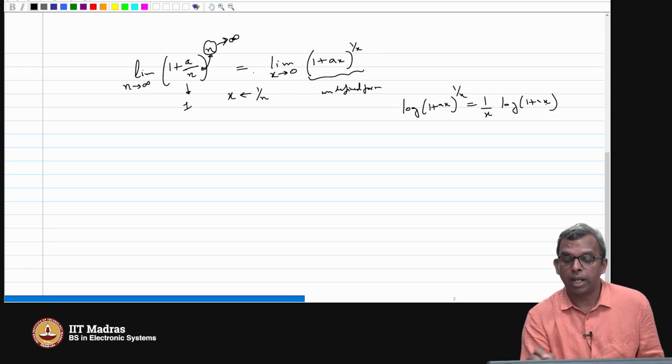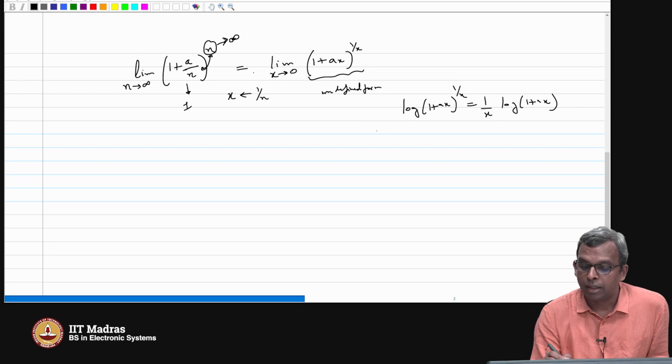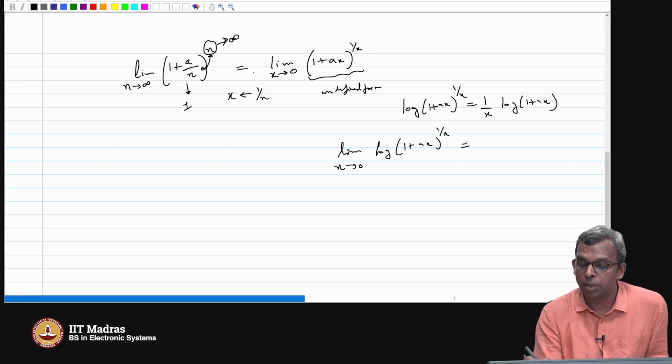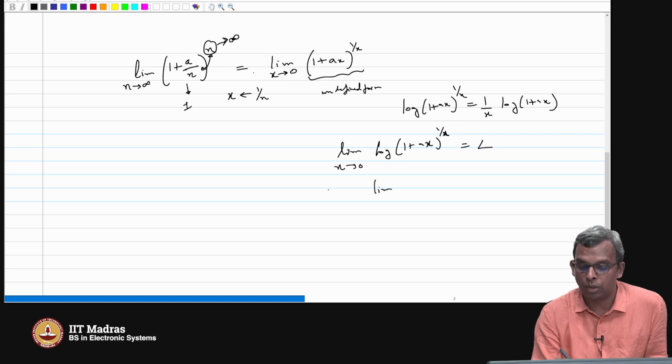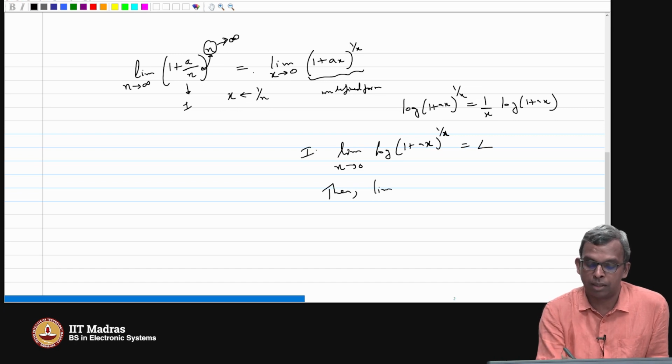Okay, so what I'll do is I'll take the limit as x tending to 0 of log of (1 plus ax) power 1 by x. Supposing I find that this is some L. Okay, so this limit is some L. So this is the main result.